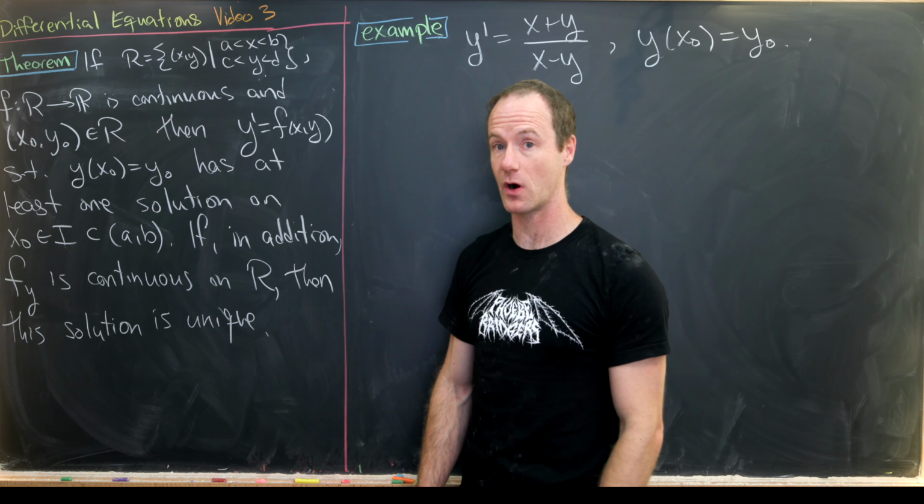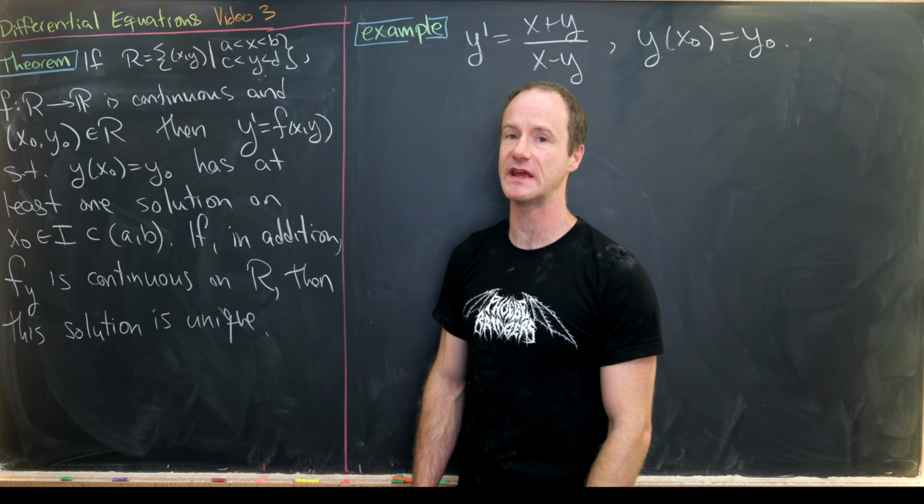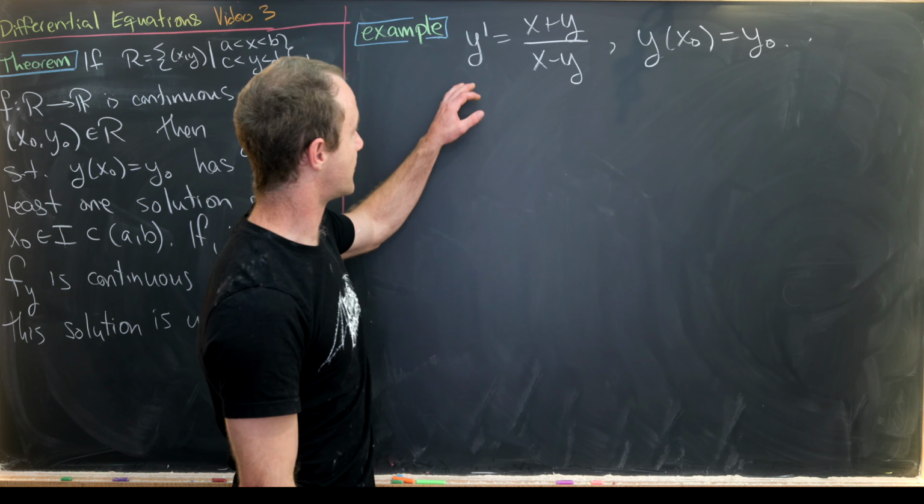Then the second part gives us some sort of reason when we can expect the uniqueness of a solution. And that goes like this. If, in addition, the derivative of f with respect to y, so the partial derivative, is continuous on that rectangle, then this solution is unique. Okay, so let's get to it with a couple of examples.